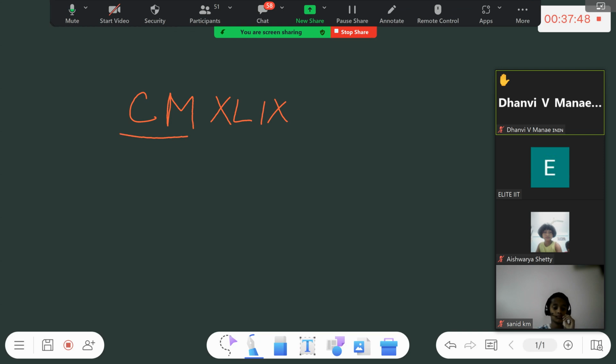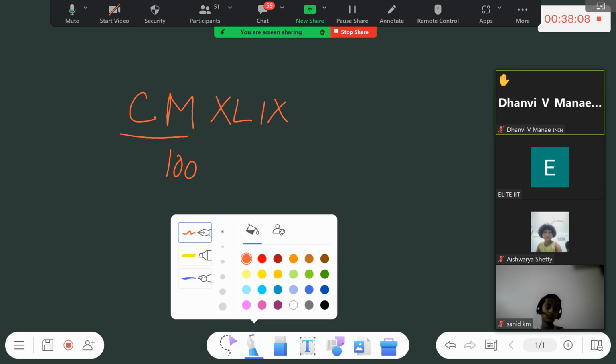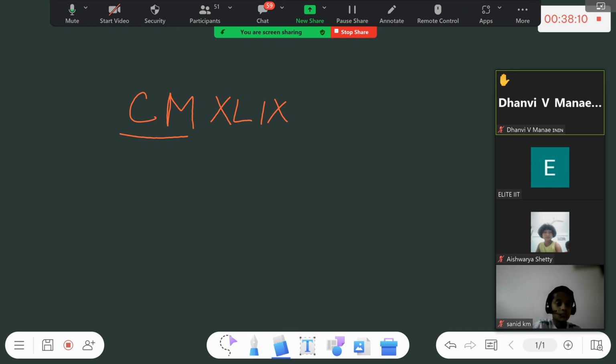First, let us see this portion, okay? In this portion, slowly. What do you mean by M? 1,000. And what is C? 100. So here we can see that M is 1,000 and C is 100. That we have written on the left side of 1,000, isn't it? Bindu? Isn't it?